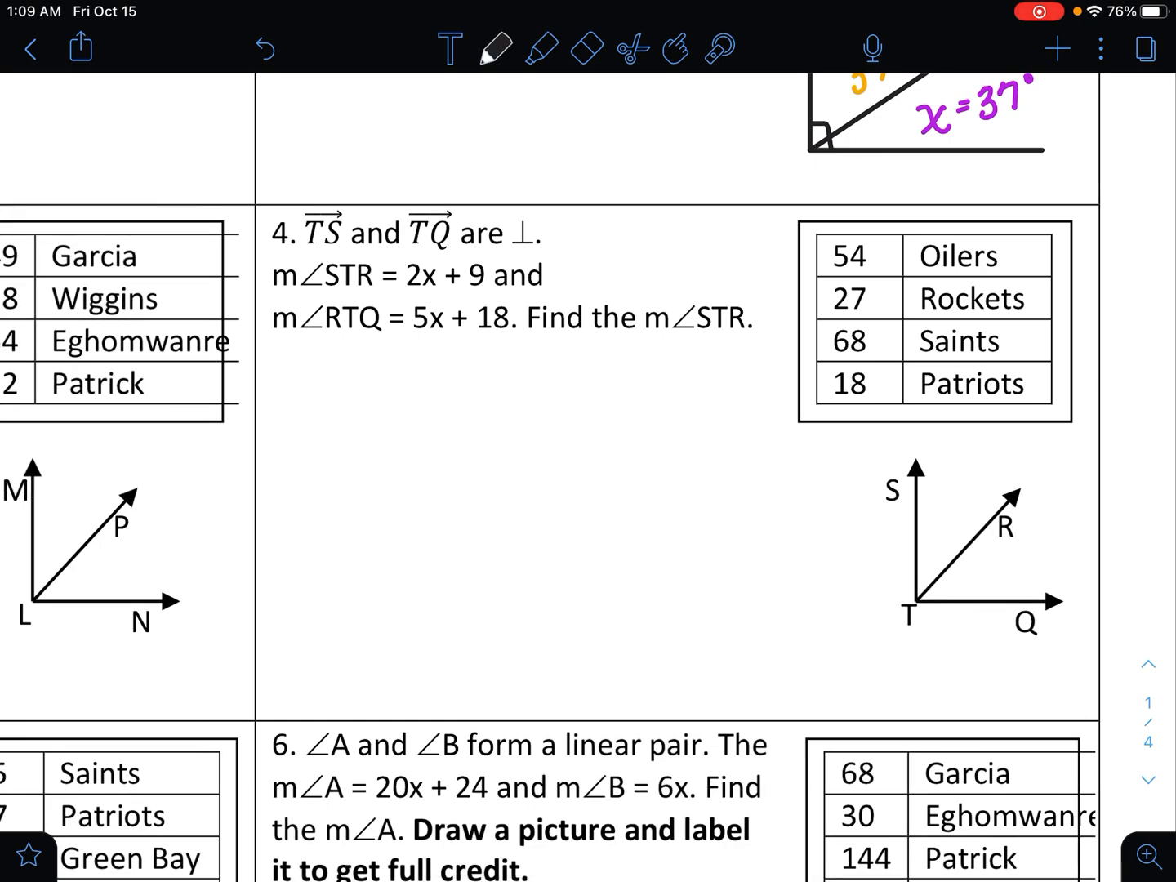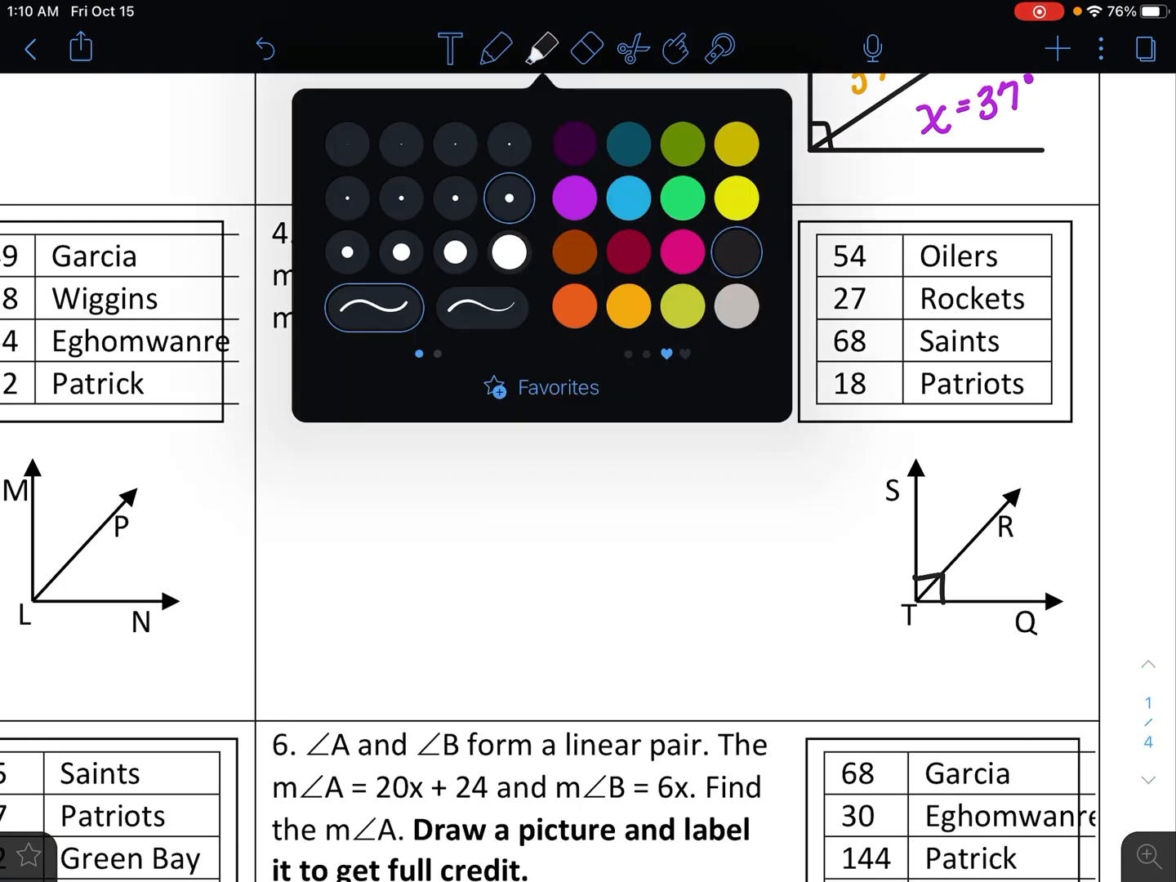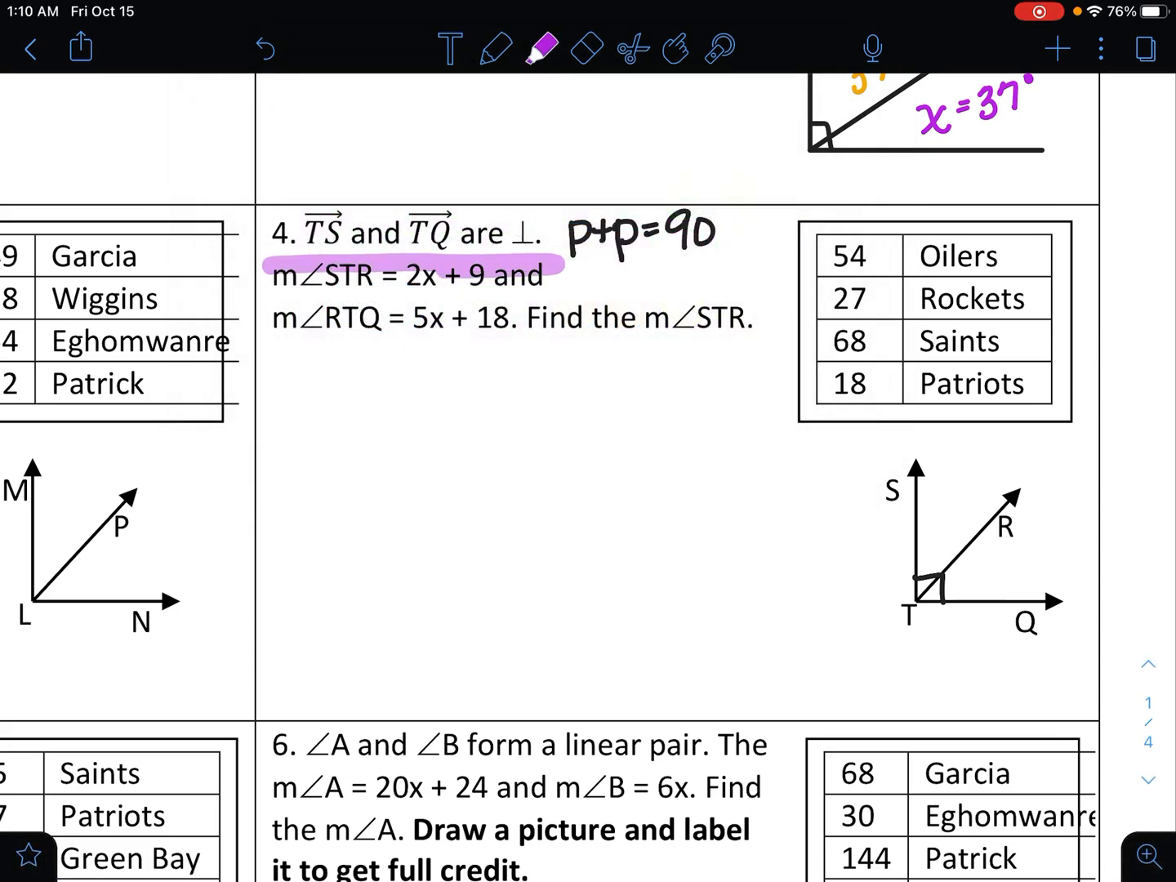TS and TQ are perpendicular. And that's the picture right here. So since it says they're perpendicular, then I automatically know that that's 90 degrees. All right, so this is probably going to be part plus part equals 90. All right, so STR, let me go ahead and start using some colors here. I'm going to use purple for these.